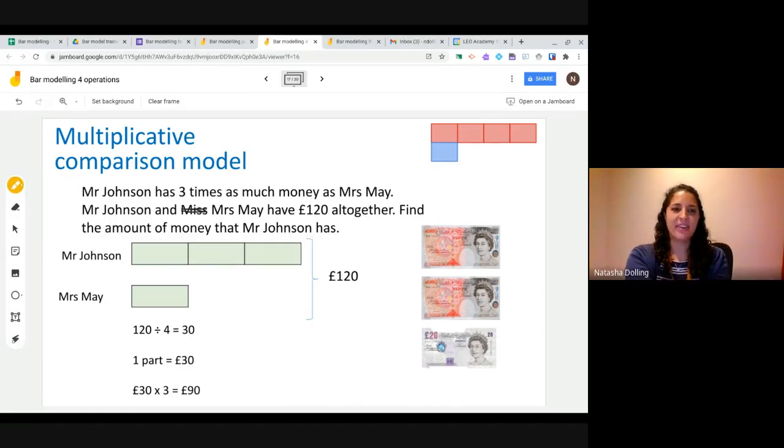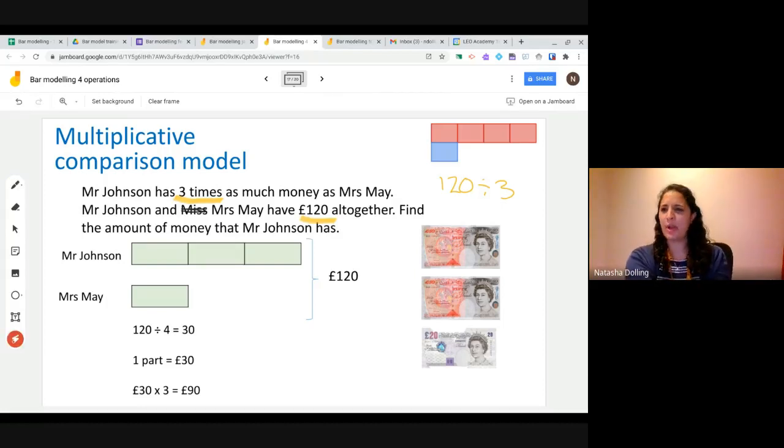They underline the key fact, 3 times, 120, find the amount of money that Mr. Johnson has. They think, aha, I know what to do. I do 120 and I divide it by 3, because those are my numbers in the question.